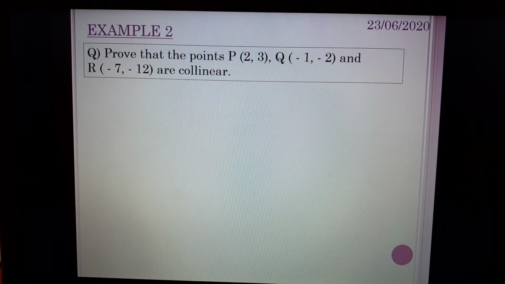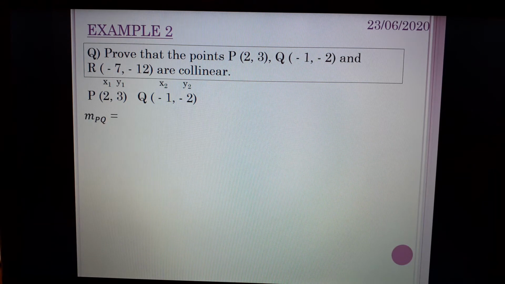Prove that the points P, Q and R are collinear. Again, if you have seen the vectors topic already, then you have a method for doing this. So here's an alternative method. Okay, so we have P and Q. What we're going to do with those 2 points is find the gradient from P to Q.